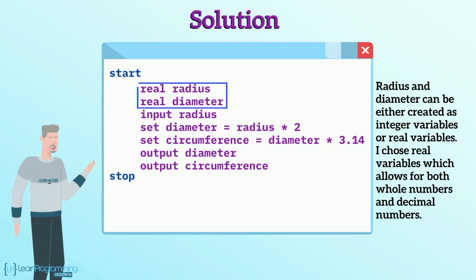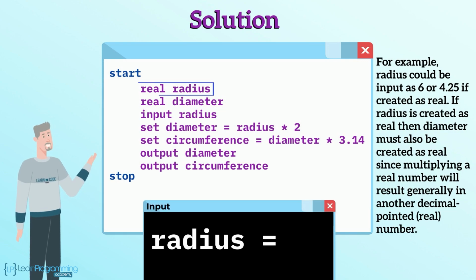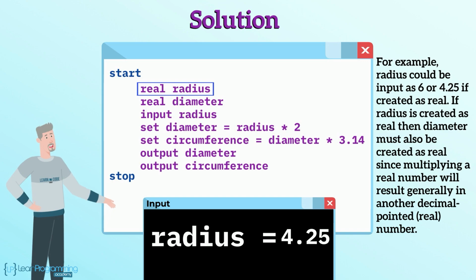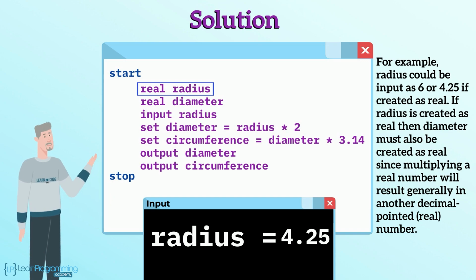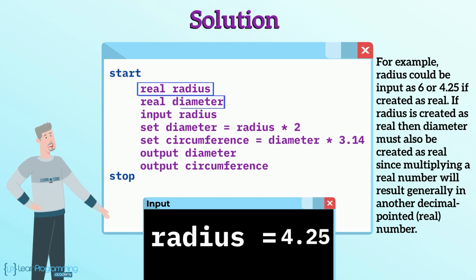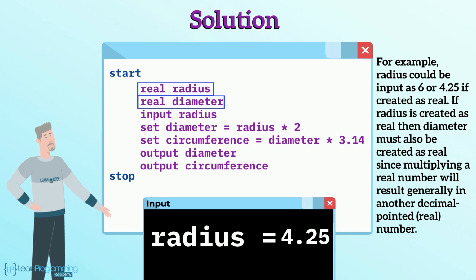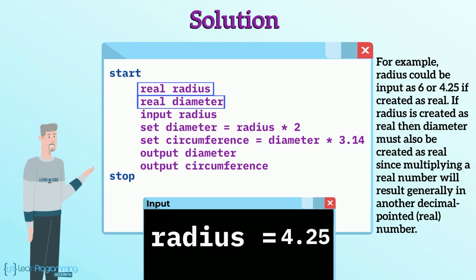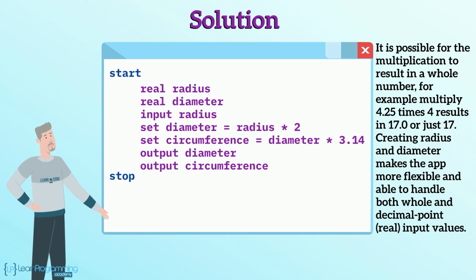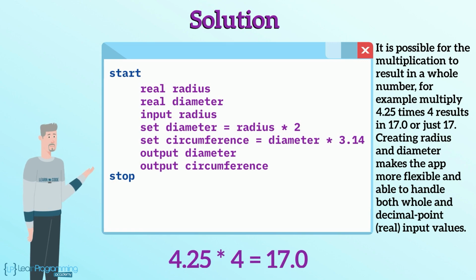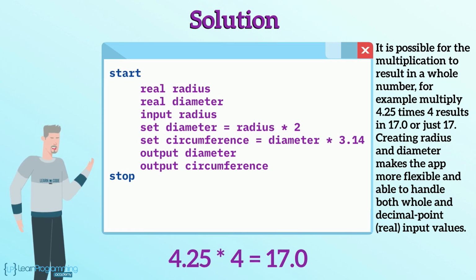Radius and diameter can be created as integer variables or real variables. Now I chose real variables which allow for both whole numbers and decimal numbers. For example, the radius could be input as 6 or 4.25 if created as real. If radius is created as real, then diameter must also be created as real, since multiplying a real number will generally result in another decimal pointed real number. It is possible for the multiplication to result in a whole number. For example, multiplying 4.25 times 4 results in 17.0 or just 17.